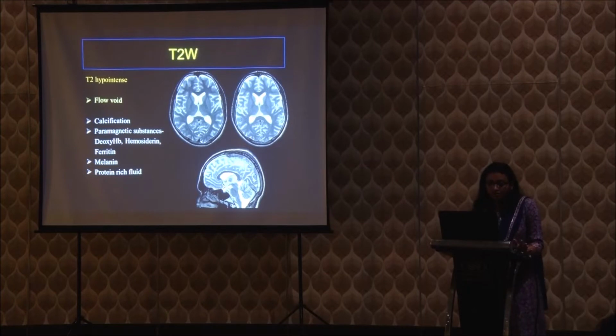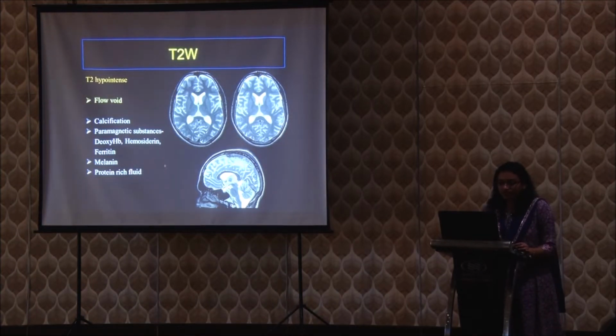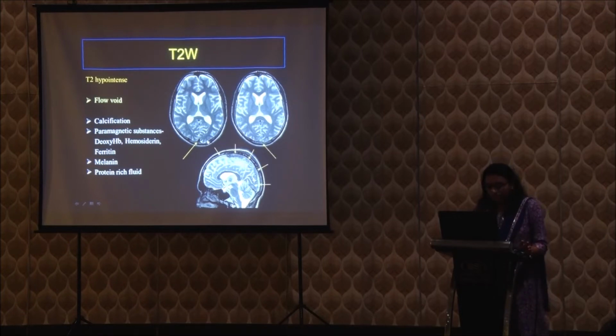So normally the flow voids are also hypointense on T2, and I think hypointensity of flow voids is much better appreciated on T2 than T1. So this is the normal flow void of the superior sagittal sinus, and this is a case of cerebral venous sinus thrombosis where the flow void of the superior sagittal sinus is not visualized. So this should be black and this is hyperintense on T2.